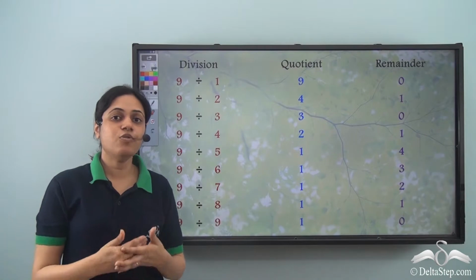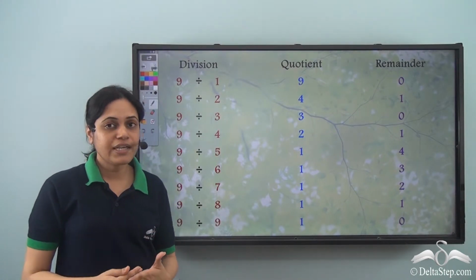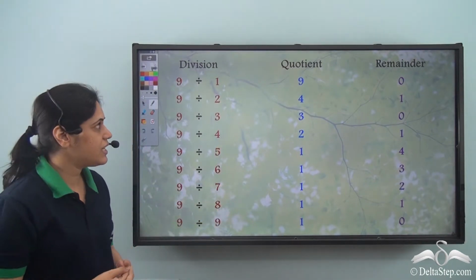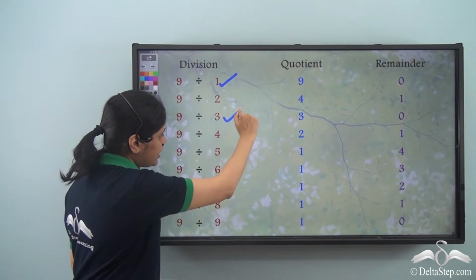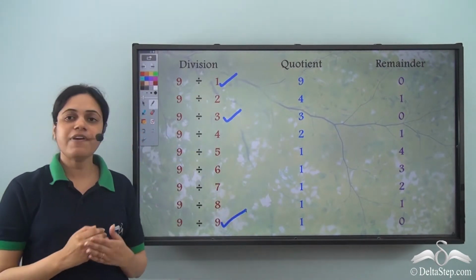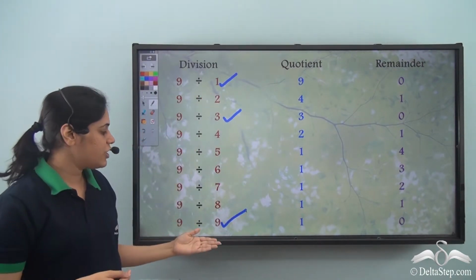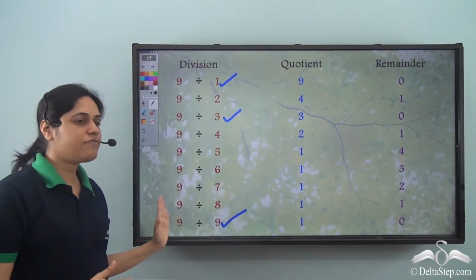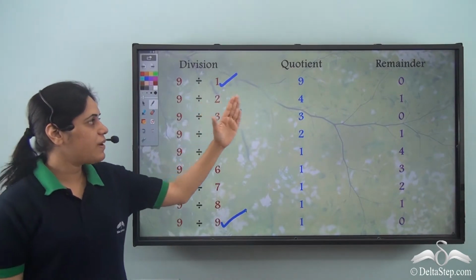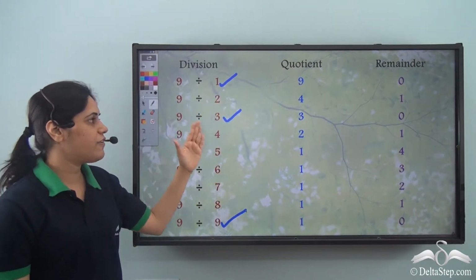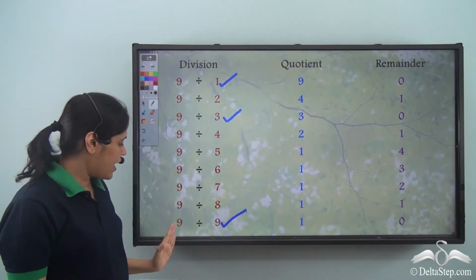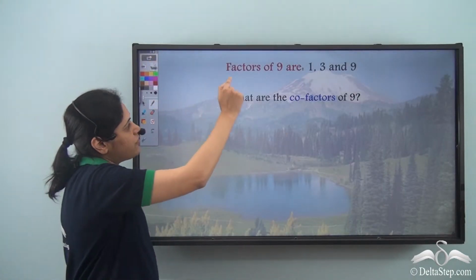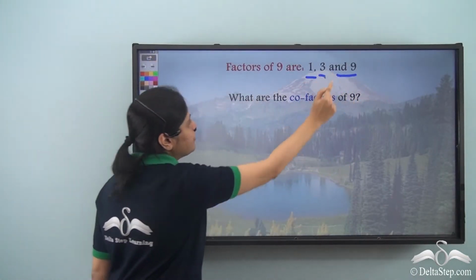Now let us find the cofactors of 9. Before that, I need to find the factors of 9. So from here, I can see that 1, 3 and 9 are the factors of 9 because these are the only numbers which give a remainder of 0 when they divide 9. So 9 divided by 1 gives me remainder 0, 9 divided by 3 gives me remainder 0, and 9 divided by 9 gives me remainder 0. So the factors of 9 are 1, 3 and 9.